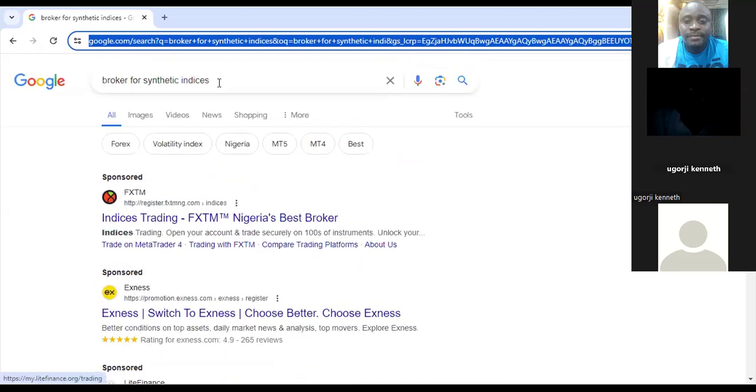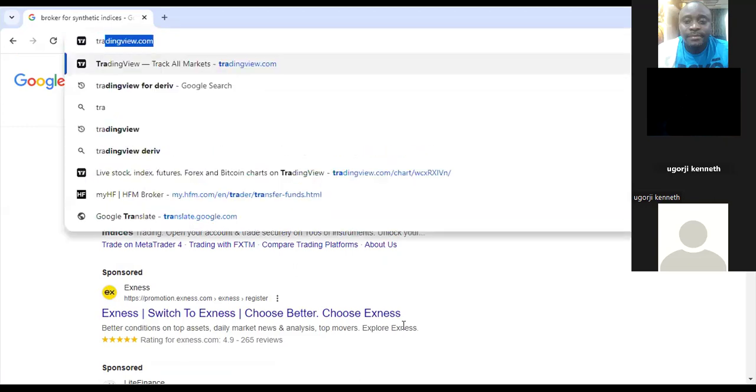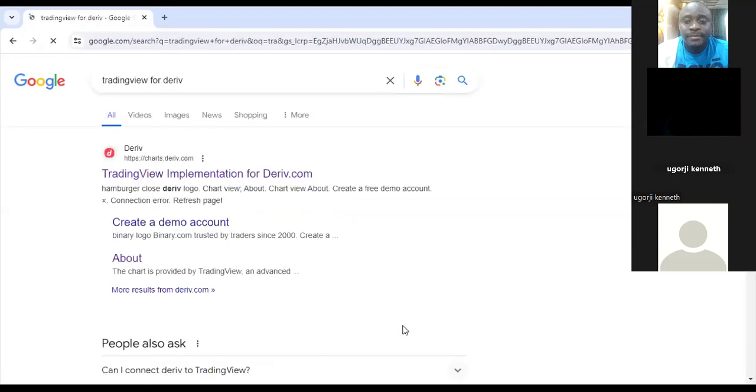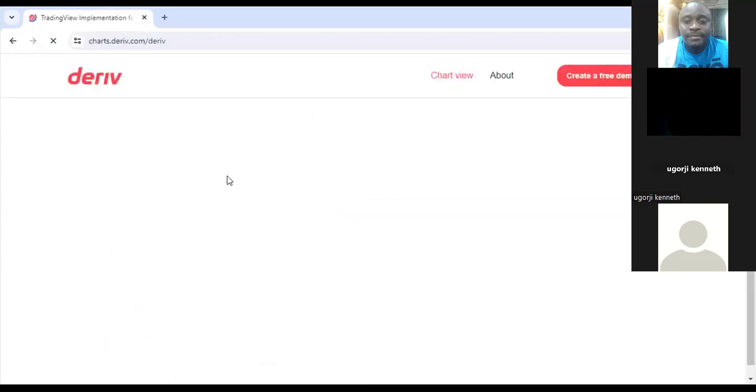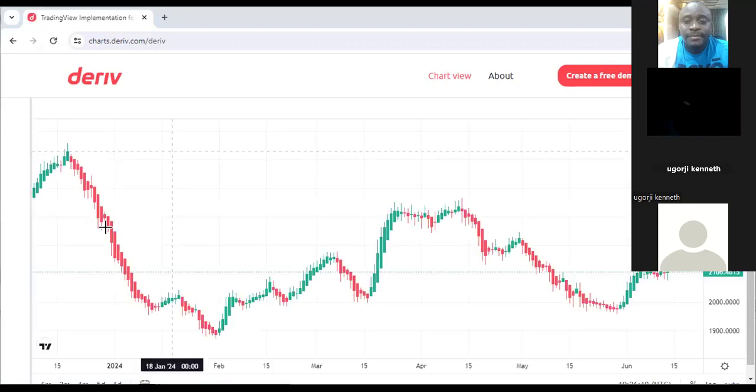So now, Deriv did something awesome. Deriv has a TradingView. Let's go see that. TradingView for Deriv. The normal TradingView class is for Forex. But the other TradingView is TradingView for Deriv. This TradingView for Deriv. I think this is still loading. And of course, you have a chart view on that. All the things you need about synthetic indices, you get it there.